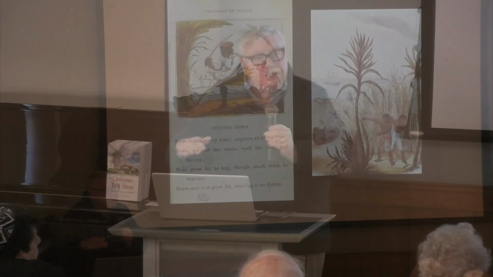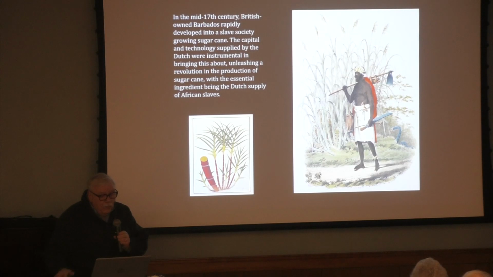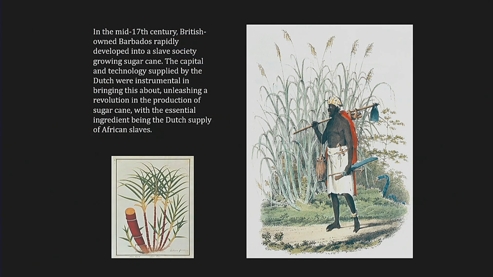And on the right-hand side, you can see in some instances with the height of the slaves that the height of the sugarcane was, as I mentioned, sometimes 8 feet high. Well, in that way, in the mid-17th century, British-owned Barbados rapidly developed into a slave society growing sugarcane. I only use that as an example. It was all of the islands. The capital and technology supplied by the Dutch were instrumental in bringing this about, unleashing a revolution in the production of sugarcane, and with the essential ingredients being the Dutch supply of African slaves.